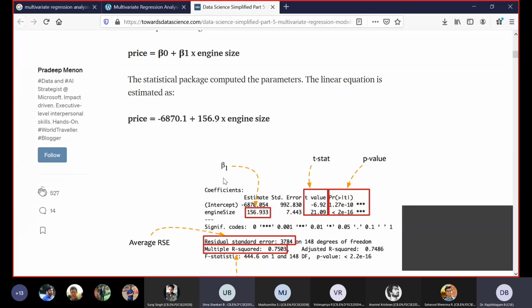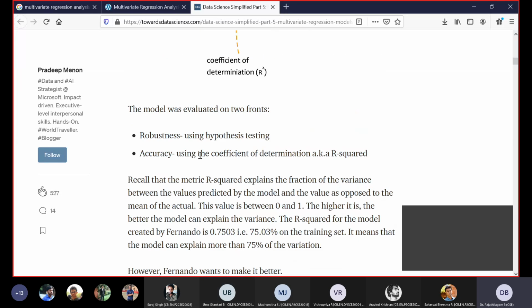The standard deviation, the mean, the variance, the parameters of the probability distribution itself, and then the p value, t statistic values. So many things are possible. And finally, the standard error with the current beta naught and beta 1 value. So all these kind of statistical analysis is possible.